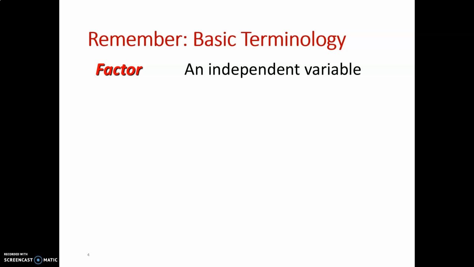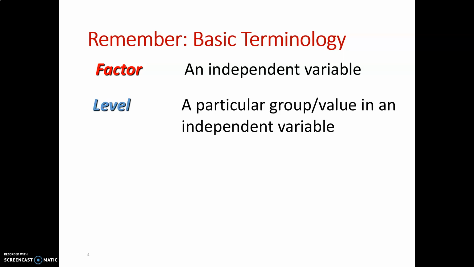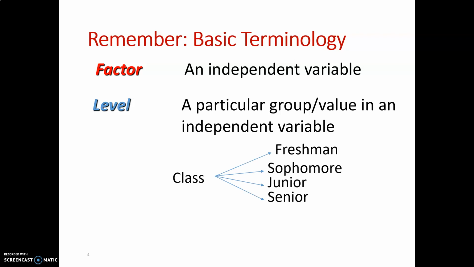We will also have a dependent variable, sometimes called an outcome, in our study. A level is a particular group or value in the independent variable. So I could have a factor like class year, which would be our factor, and then have 4 different levels: freshman or first years, sophomore, junior, senior. In this case, I'm going to use the color blue to help remind you where we're looking at levels, and red to help you remember where we're looking at factors.